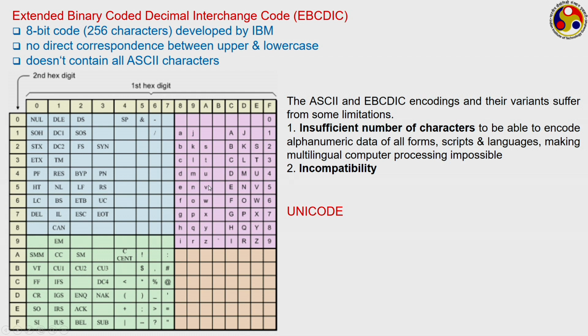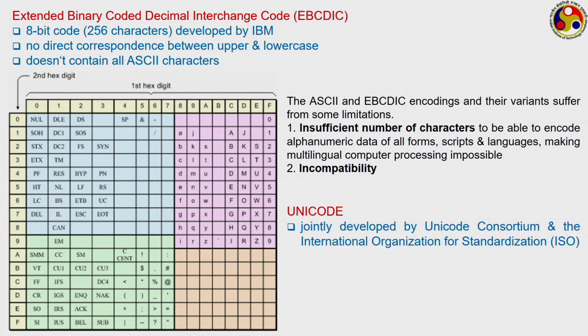So, we have Unicode nowadays. The International Organization for Standardization, or ISO, and the Unicode Consortium together have developed Unicode. It is a 16-bit code system. That means it can represent 65,536 characters in total, which generally covers almost all major languages, all the characters that appear in major scripts throughout the world.